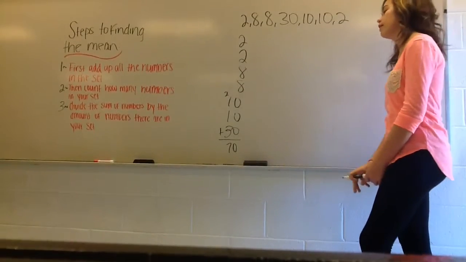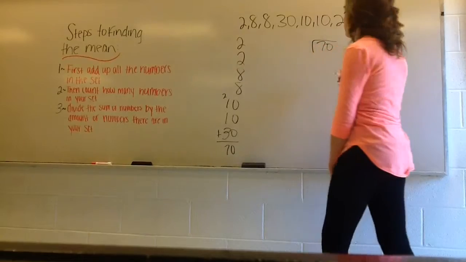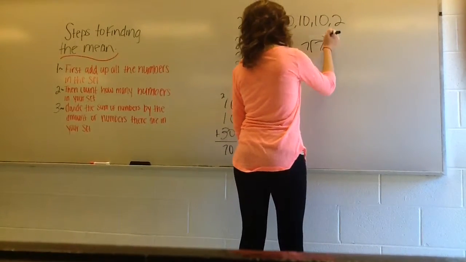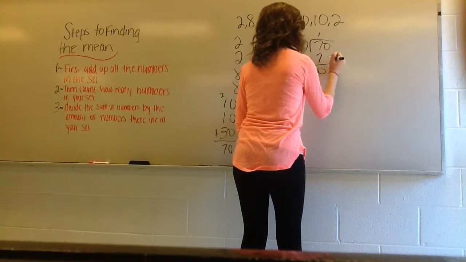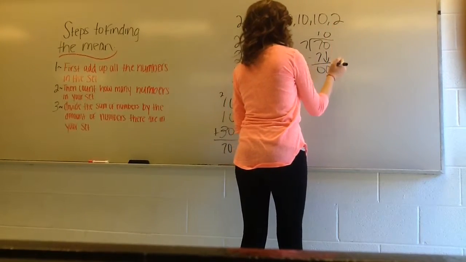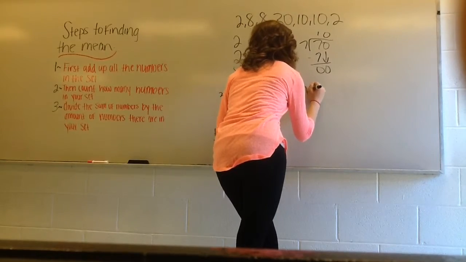And then we're going to divide the sum, which is 70, by the number of numbers in our set, which is 7. And 7 goes into 7 one time. So 7 minus 7 is 0. And you bring down your 0, and 7 goes into 0 0 times. So our mean is 10.